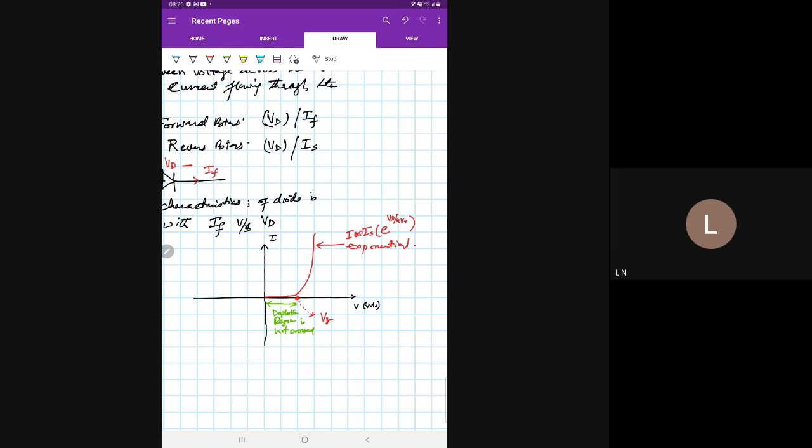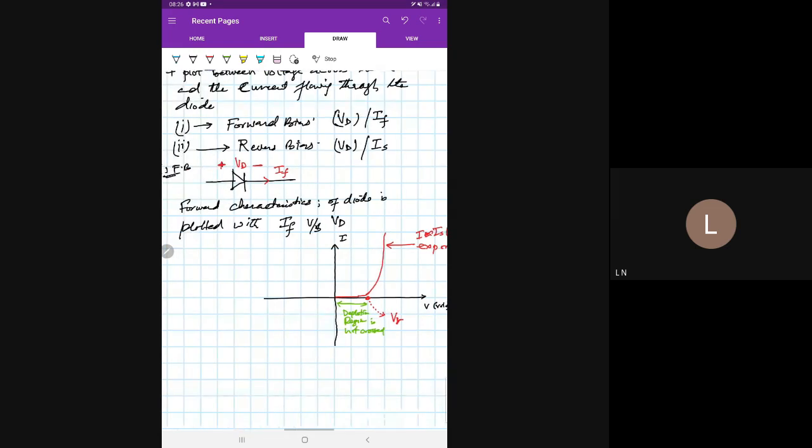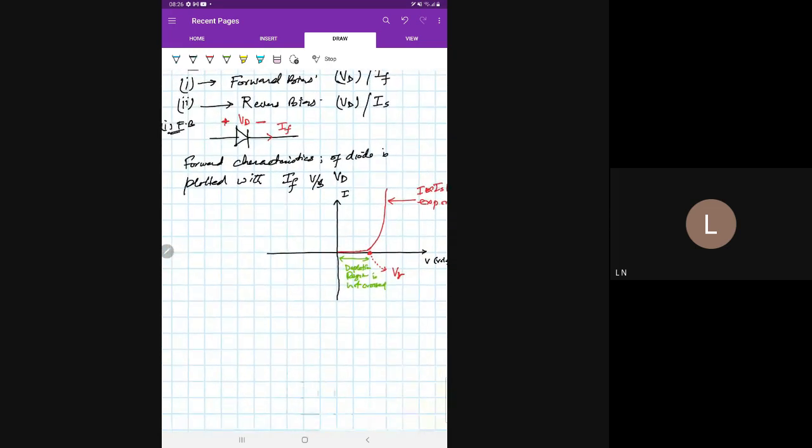And when the diode is reverse biased, the reverse voltage must always be less than the breakdown voltage. What is breakdown voltage? Breakdown voltage is when the diode gets damaged. So that was the forward bias. Now let us go to reverse bias. Case 2, reverse bias condition.